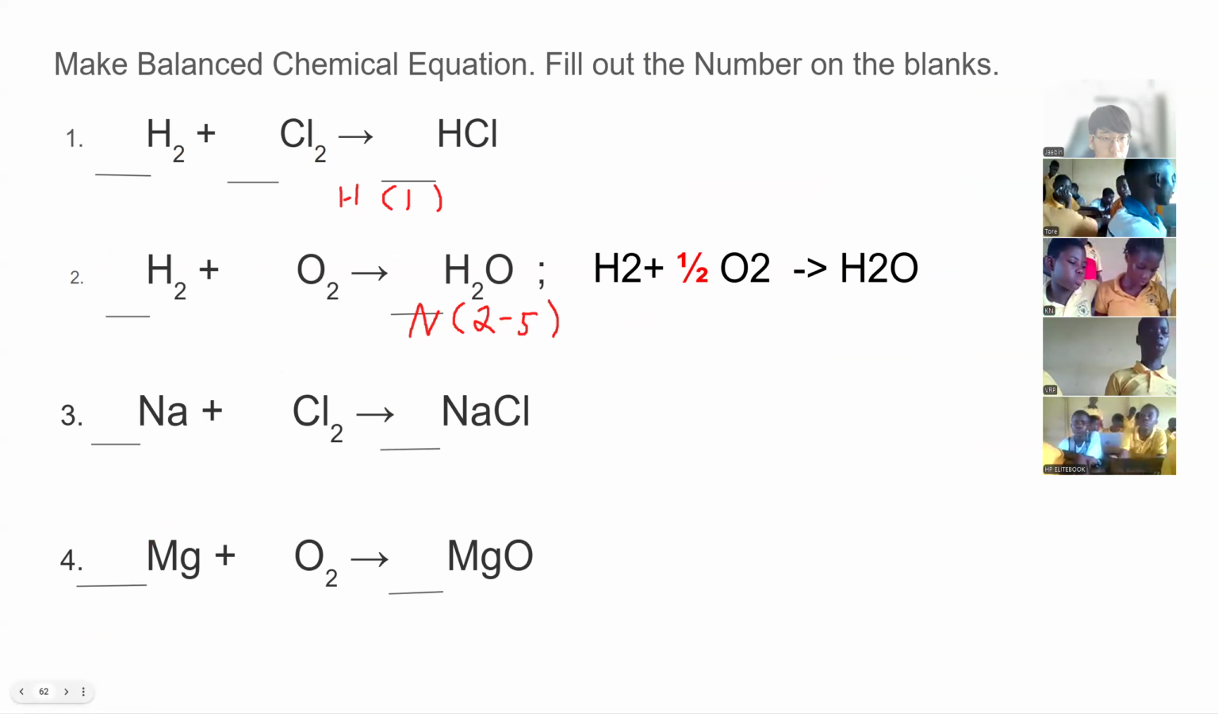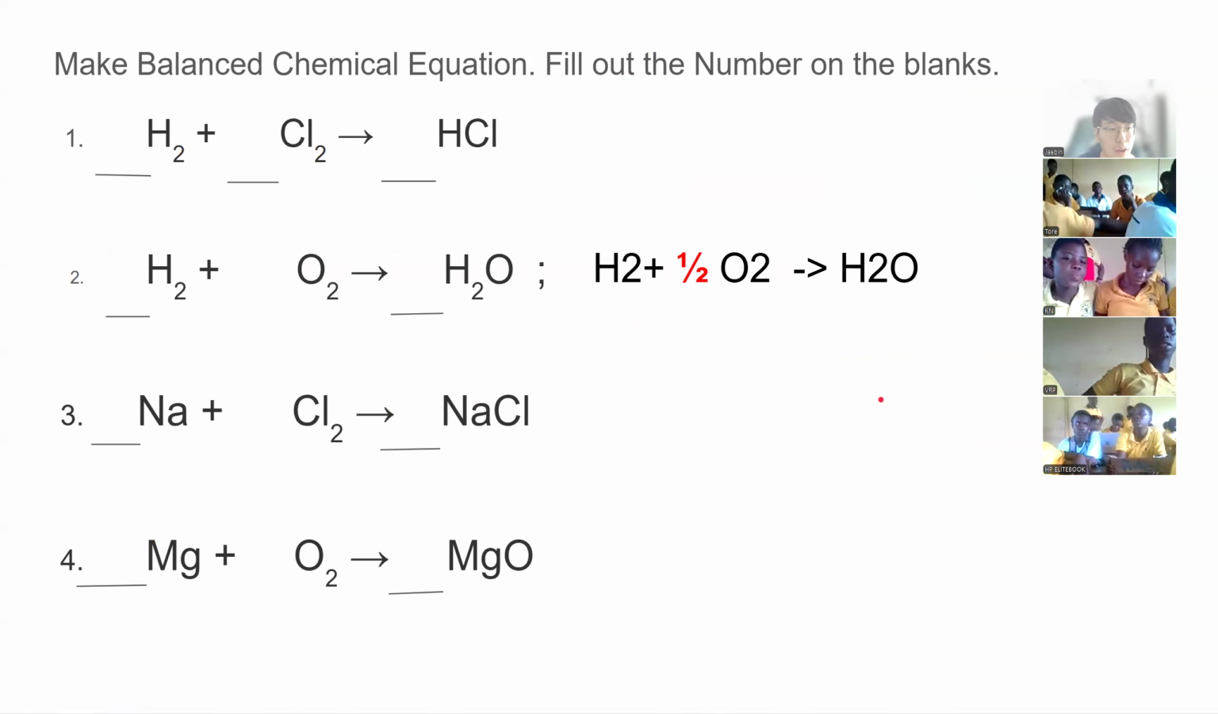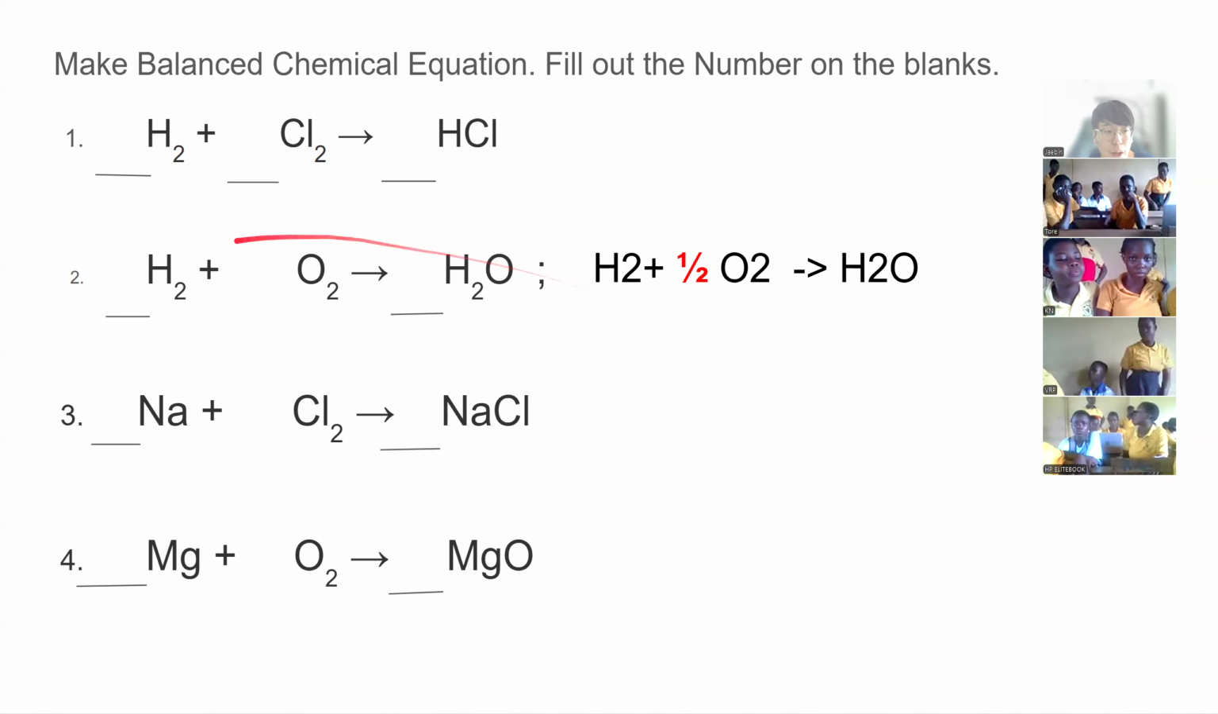Okay, I saw that some of you were having a difficult time with balancing chemical equations. So let's look at a few of them. Balancing chemical equations, for H2 plus Cl2 equals HCl. What can we do to balance the equation?